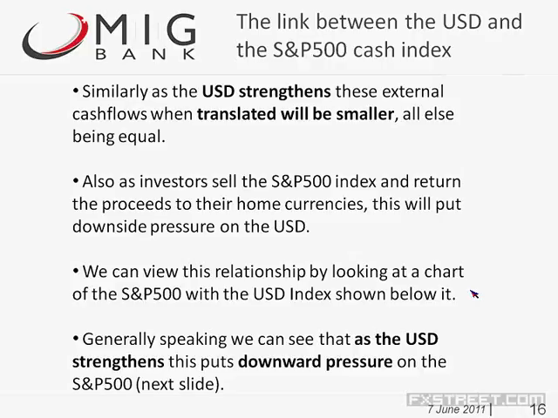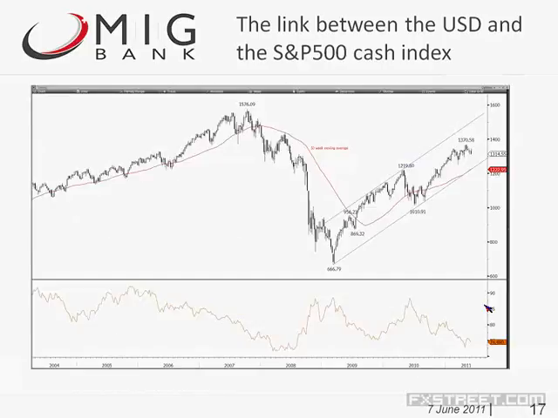So we can actually look at this relationship by taking a look at the chart of the S&P 500 and the dollar index right below it. And what we'll find is that generally speaking, as the US dollar strengthens, there tends to be downside pressure on the S&P 500, and also as the S&P 500 comes off, you will tend to find that the dollar will experience a degree of support as well.